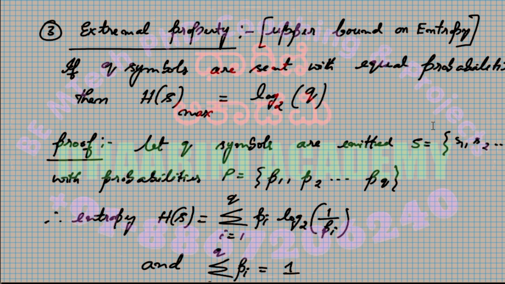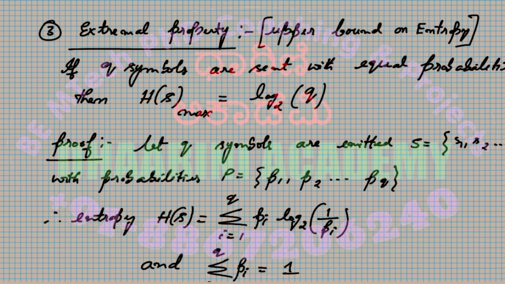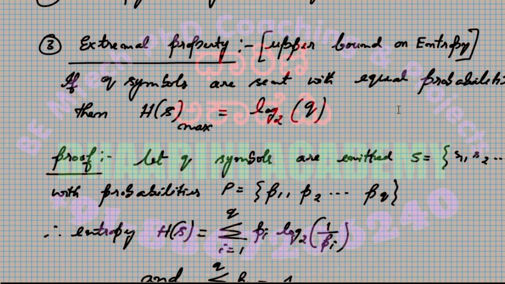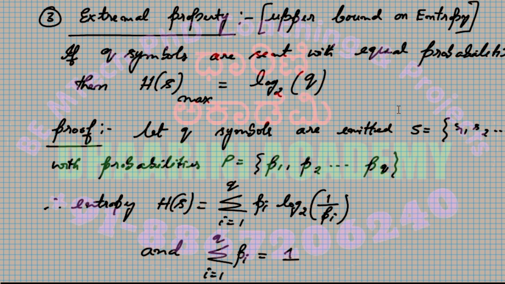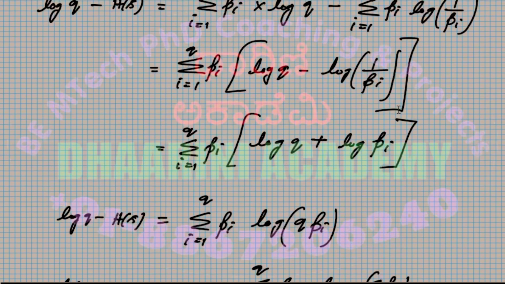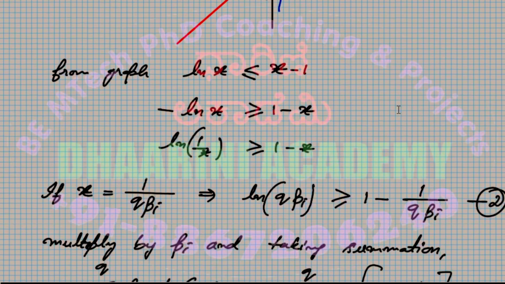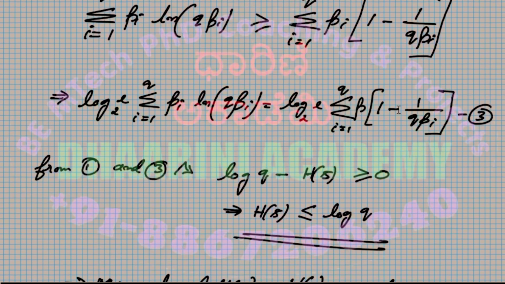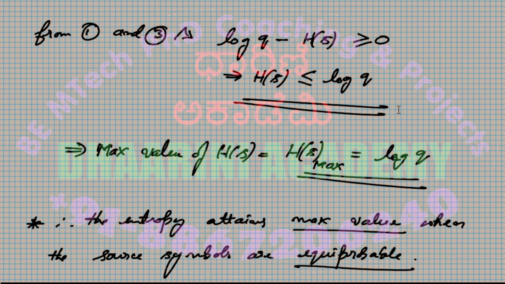In the previous class, we were looking at the properties of H of S, the entropy. And the last property we saw was the extremal property, or the upper bound. So we saw that whenever symbols are equiprobable, you are going to get the highest value for H of S, or entropy of the source. So this is what we have seen, correct? Okay, let's move further.